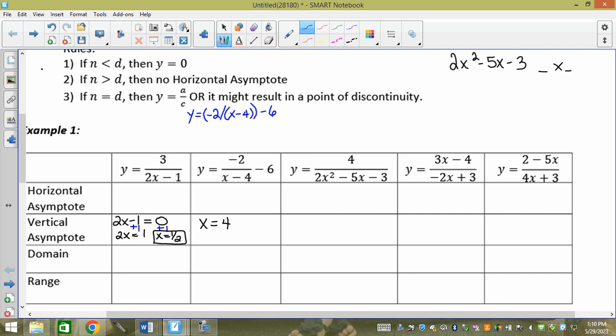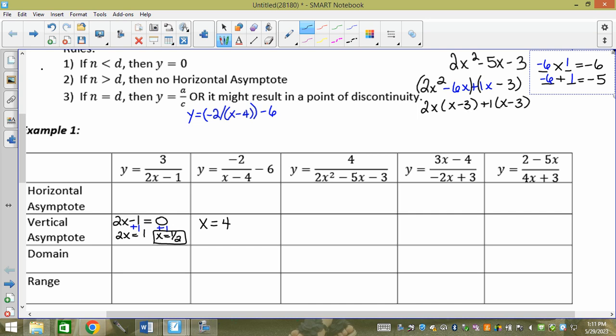What times what equals negative 6? What plus what equals negative 5? What do we get? Negative 6 and 1. So we get 2x squared minus 6x plus 1x minus 3. Group. Take out a 2x, left with x minus 3. Don't have to take anything out of that one, so I take out a plus 1. And I get 2x plus 1, x minus 3.